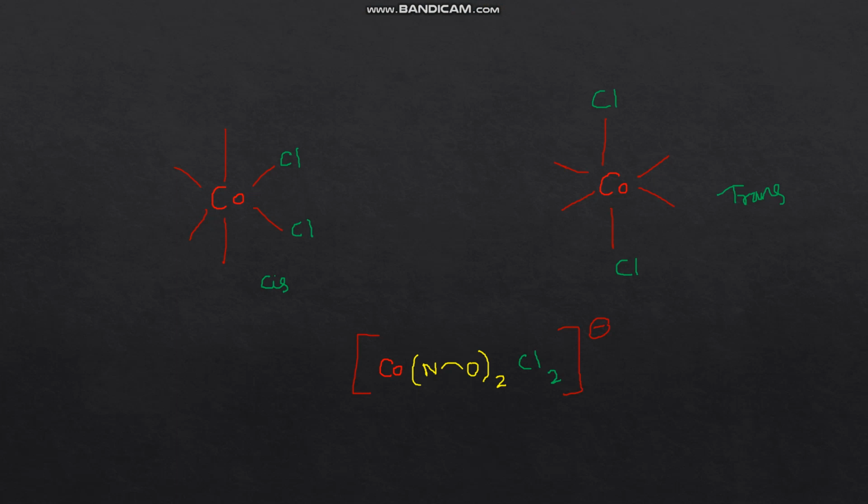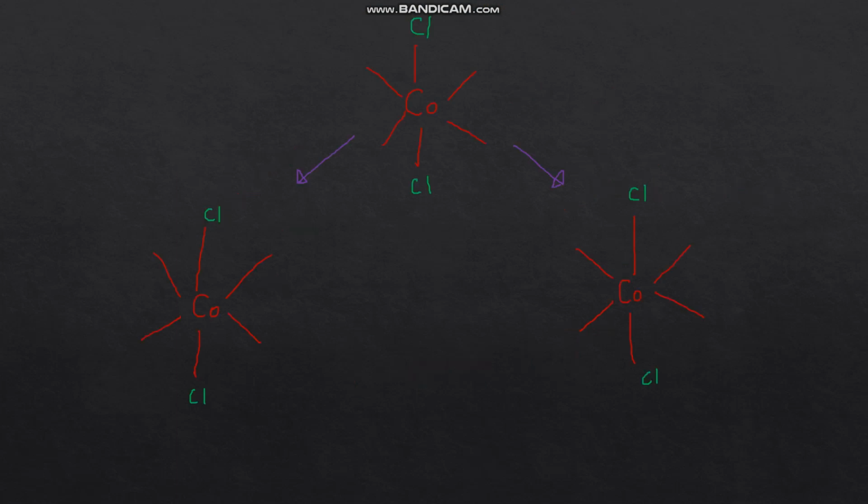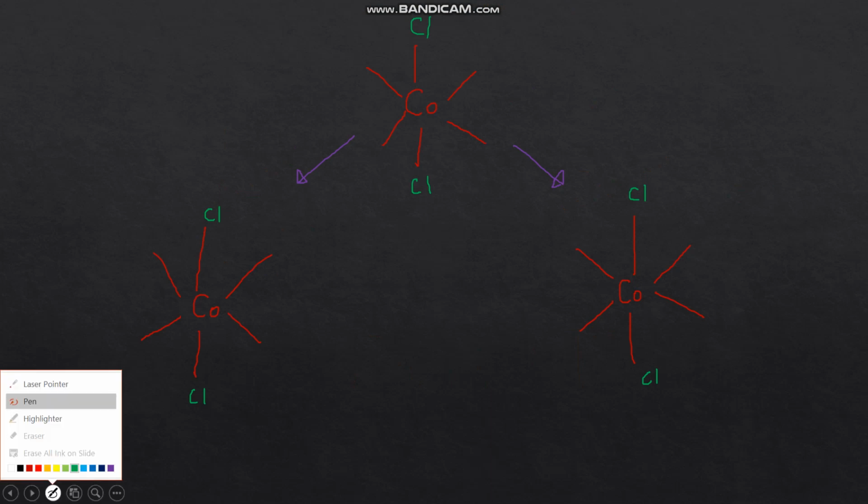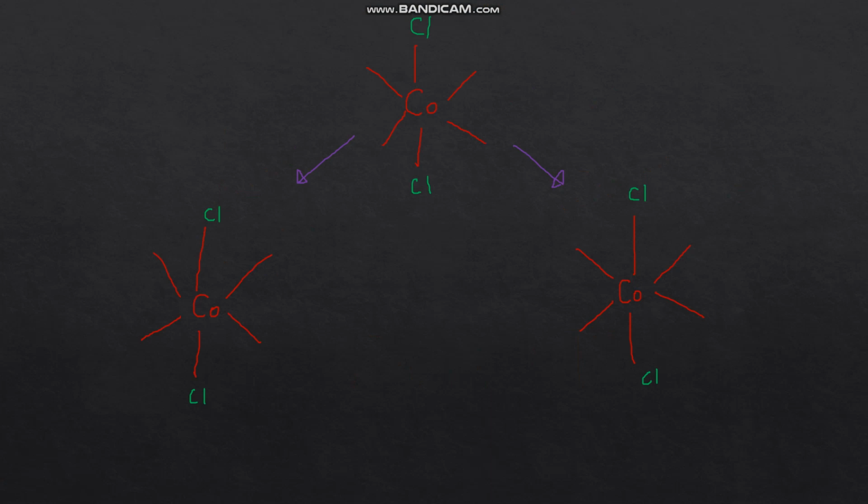We'll consider the trans structure first and try to find how many geometrical isomers are possible using trans chlorides, then we'll find how many are possible using cis chlorides. So first we consider the trans structure. If we align the chlorine at the trans positions, now we have to align the two bidentate ligands such that their opposite pairs are different.